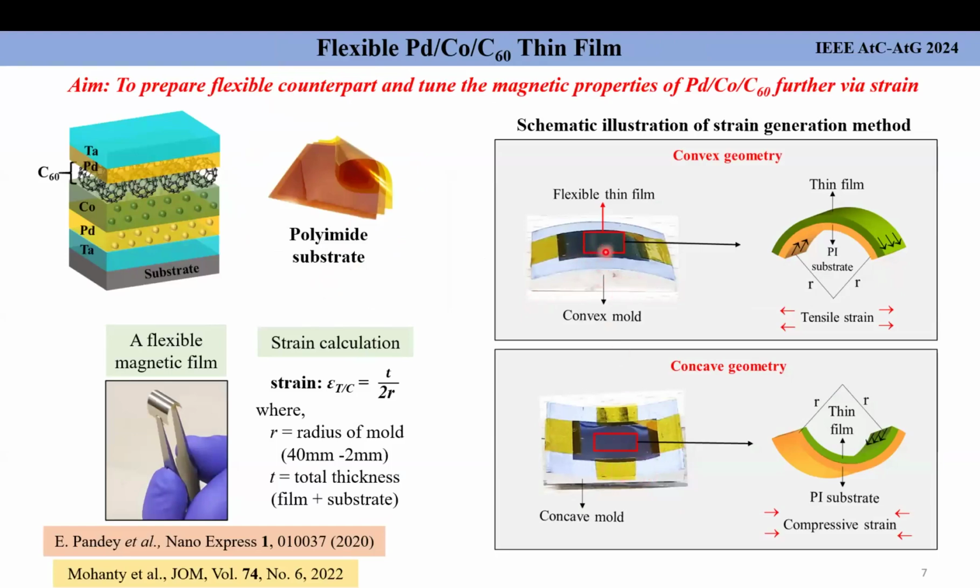And here, when the sample is mounted in a convex mold, it generates a tensile strain on the thin film. When it is mounted on a concave mold, it generates a compressive strain on the thin film side. Now, the magnitude of the strain can be calculated using this equation: epsilon is t by 2R, where t is the film thickness and R is the radius of the mold. By changing the radius of the mold, it can generate different strain on the sample deposited on the flexible film. This is a picture showing a flexible magnetic thin film that was prepared in our lab.